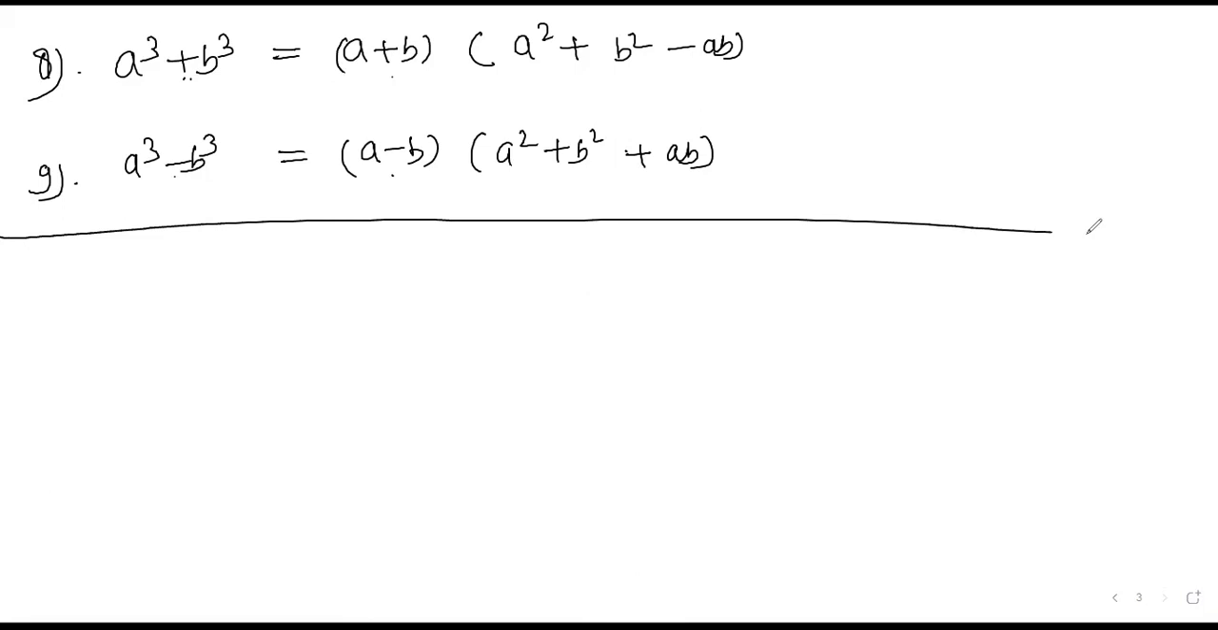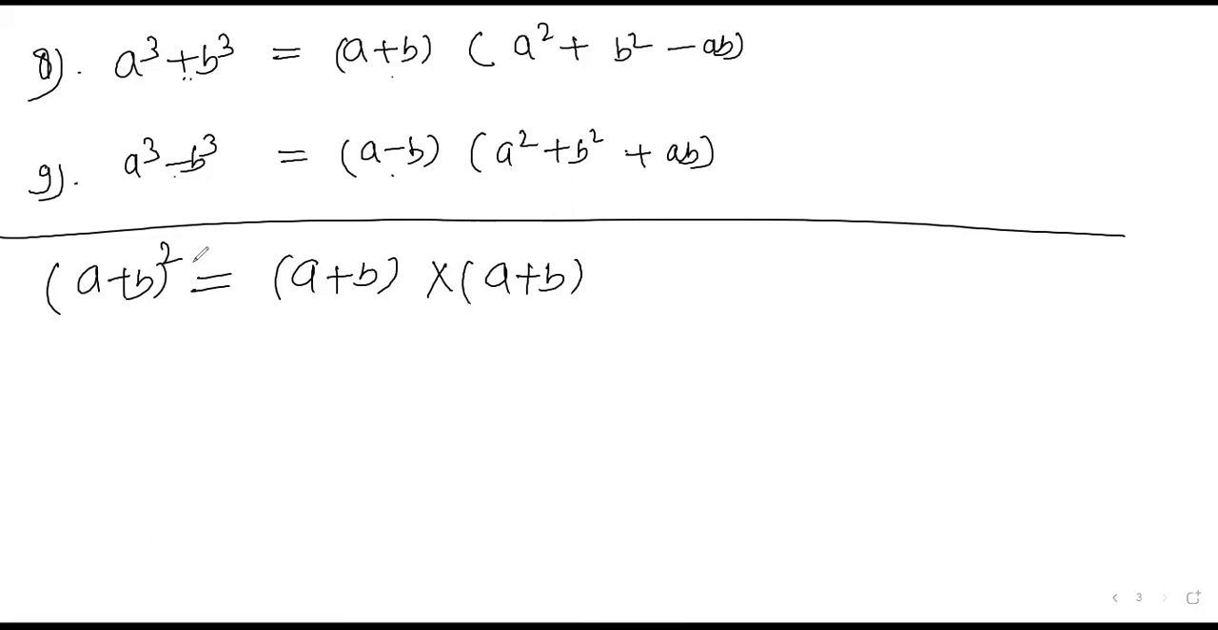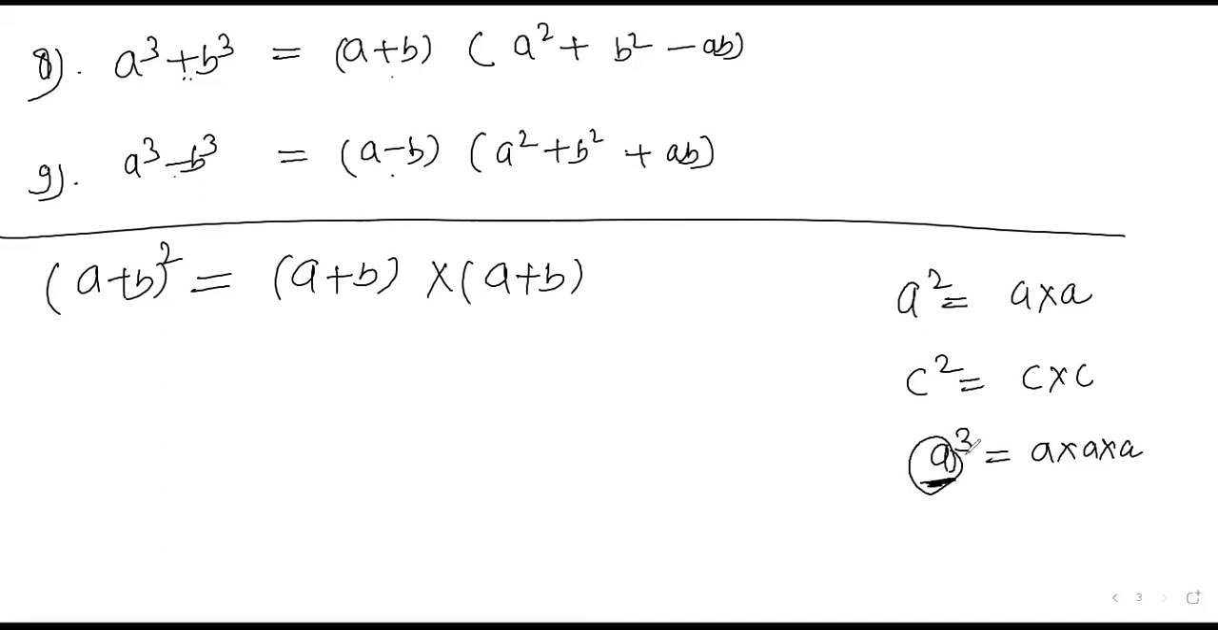Except for identities, I am telling you some concept. What is the meaning of (a plus b) whole square? The simple meaning is that the polynomial a plus b is multiplied twice. That is, this power 2 means the same polynomial is multiplied two times. Just like a square means a into a, right. c square means c into c. a cube means a into a into a, right. It means whatever is written as the base will be repeated as many times as the power. If the power is 3, the base is multiplied 3 times. If the power is 2, the base is multiplied 2 times. If a power 4, then the base will be multiplied 4 times, right? Okay.